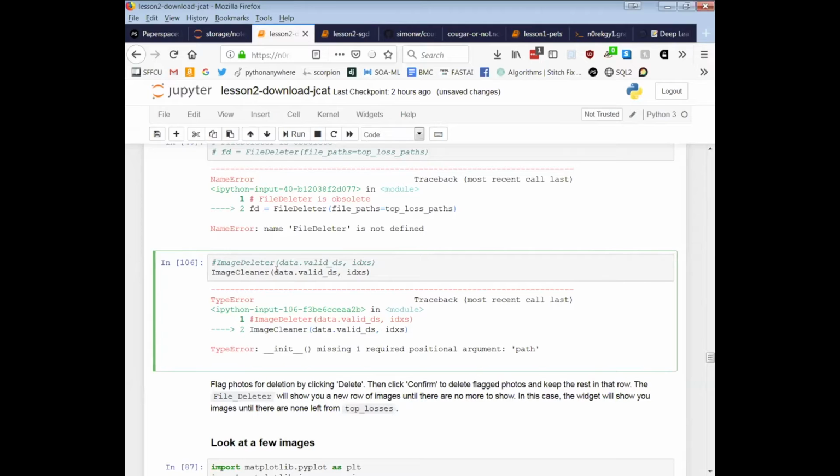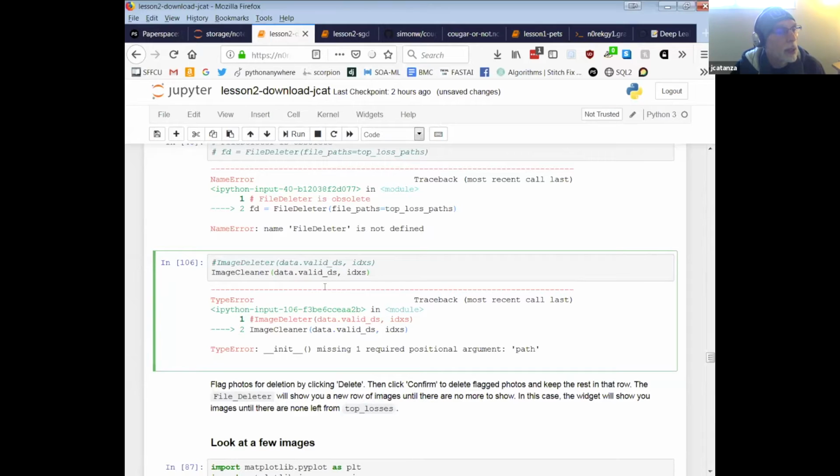Excuse me, as you were asking about image cleaner, I was trying to run it and there was some issue. I've just posted a question in the general course chat. If someone could help me with that, that would be awesome.